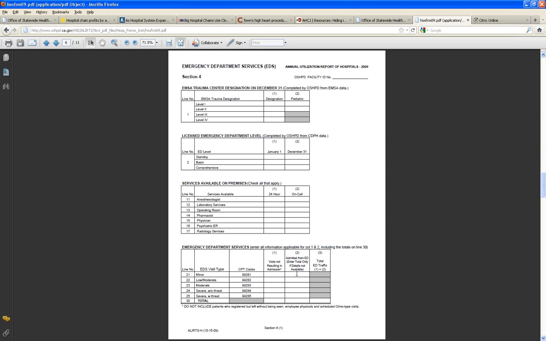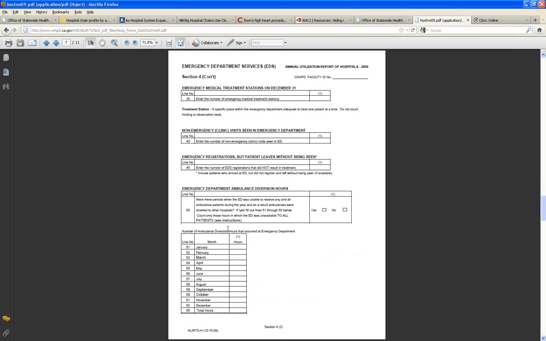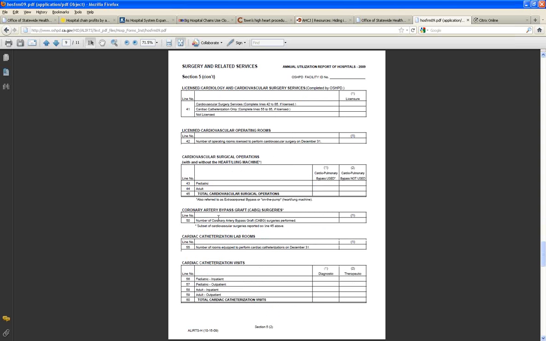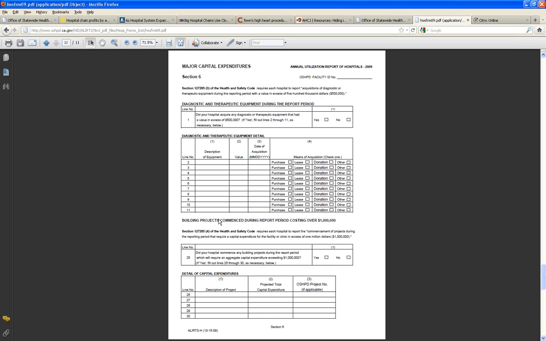You see information about their emergency room and the different types of emergency room services that are available there. You see information about the number of hours that the hospital is on ambulance diversion. And what ambulance diversion means is when a hospital has said that they are so full that they can't take any more ambulances, and ambulances are directed to the next closest facility. Information about operating rooms, live births at the facility, and cardiac catheterizations.